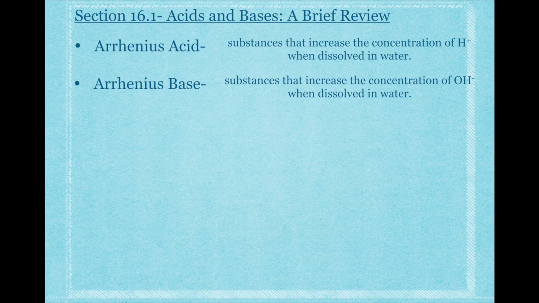An Arrhenius base is a substance that increases the concentration of hydroxide ions when it's dissolved in water. What you should notice, though, is this definition limits you to aqueous solution. So you have to have hydroxide produced by the base and hydrogen ions produced by the acid, which limits you, as you'll see in a little bit.